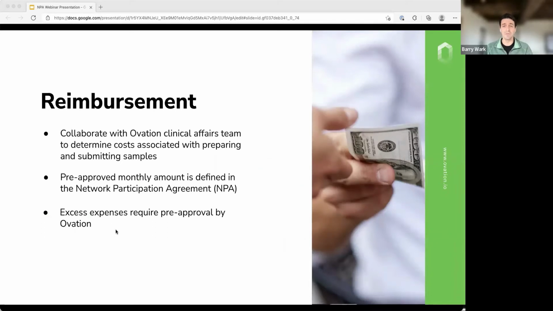When it comes to reimbursement, there are a couple of core things to note. First, as I mentioned, your lab will work with our clinical affairs team to determine the costs associated with preparing and sending samples from your lab to the biobank. The amount that is determined in that consultation will be referenced in the network participation agreement. If your lab requires reimbursement for an amount that's beyond that baseline specified in the network participation agreement, you'll just need to seek prior approval from Ovation before submitting your invoice so that we know it's coming.